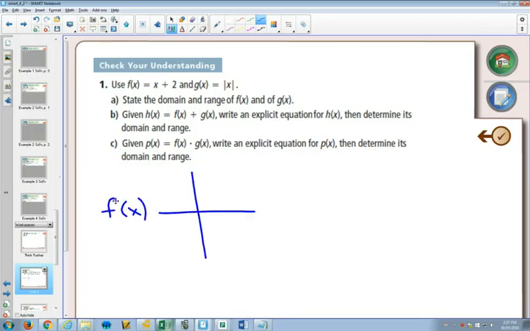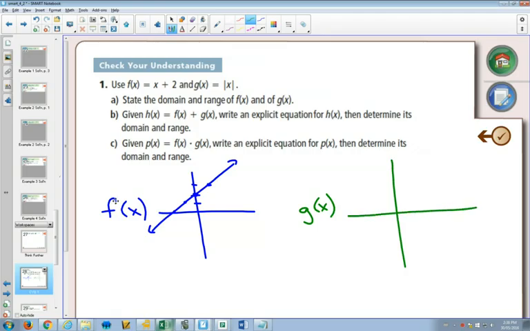Just draw a quick graph of both of these to see what they look like. F of x is a straight line with a y-intercept of 2 and a slope of 1. So there's my graph of f of x. G of x is my absolute value graph. That looks like that.